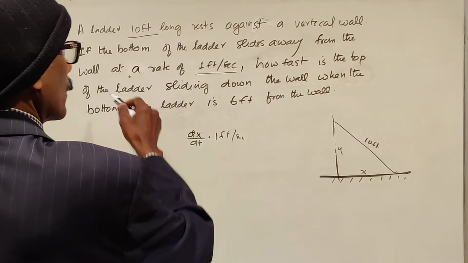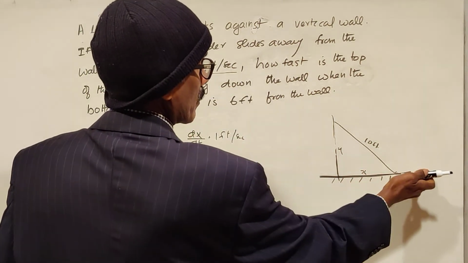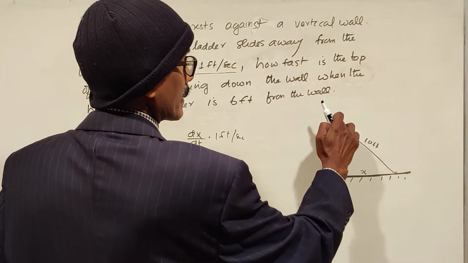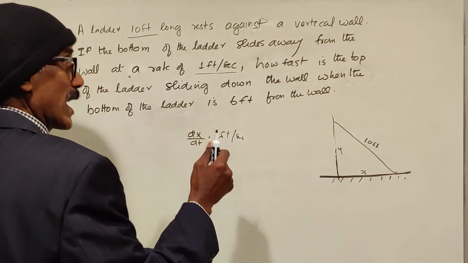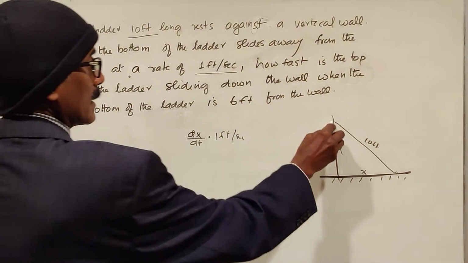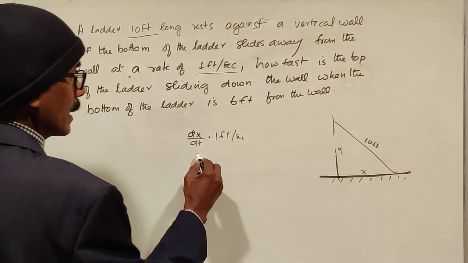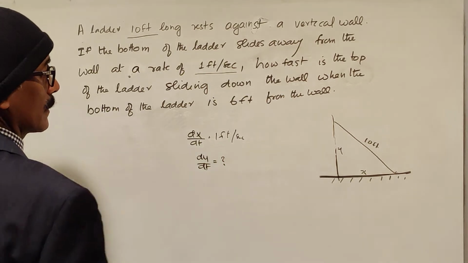How fast is the top of the ladder sliding down? When it moves away from the wall, it's sliding down. What rate is the top of the ladder sliding down? That is the question. This distance is y. Then dy by dt. We are going to find out dy by dt.